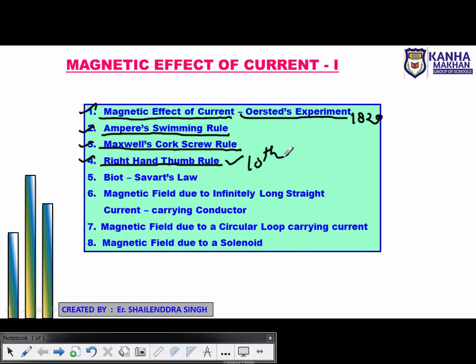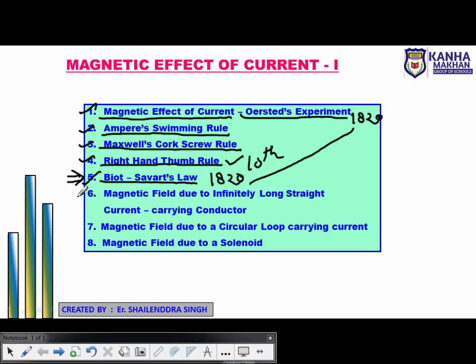And here new terms are introduced to you. From here we will introduce a new experimental result, number 5, which is Biot-Savart's Law. Biot-Savart's Law was also discovered around 1820, the same year the Oersted experiment experimentally proved that a magnetic field is also produced by a current carrying conductor.